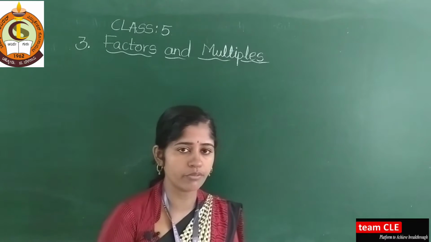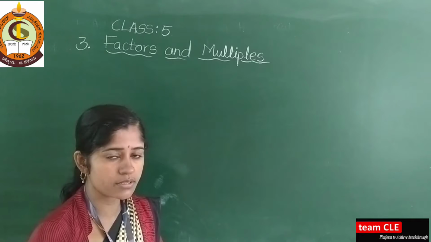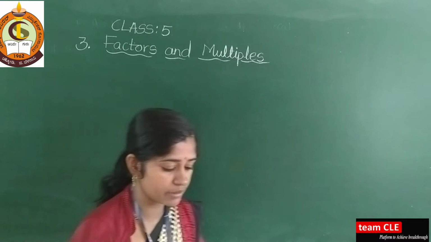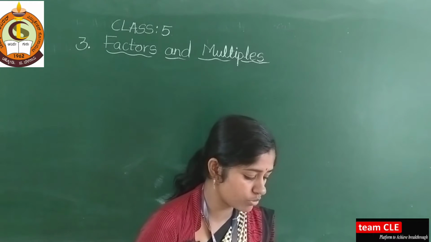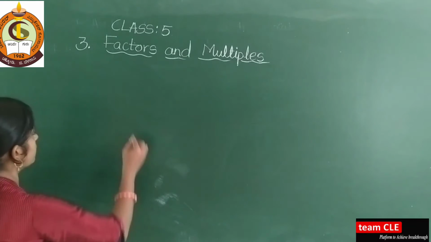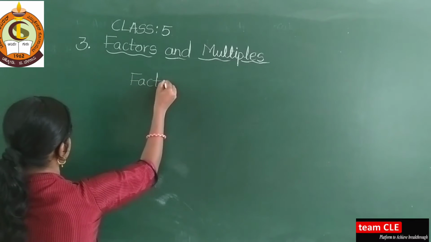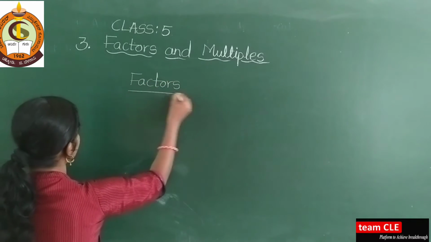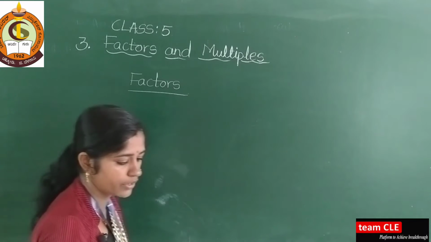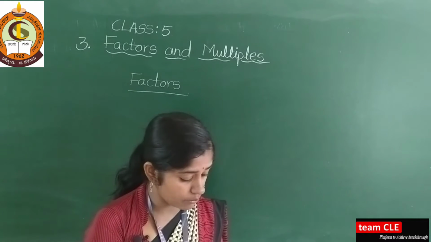Today we will begin with the new lesson of class 5, and that is your third lesson, factors and multiples. This is a completely new lesson for you, and in today's class we are going to begin with the factors of the numbers. To find the factors of a number you need to know the tables. You compulsorily need to know tables.